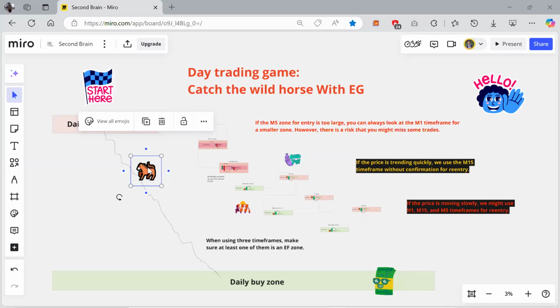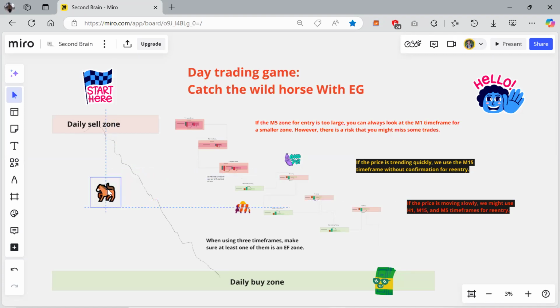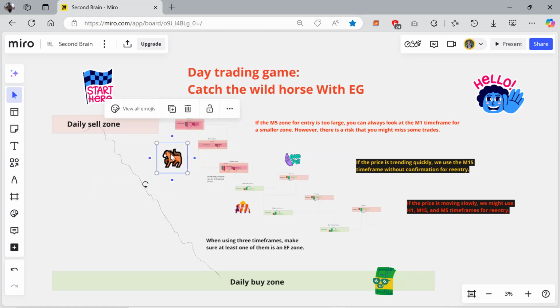Today I have been thinking a lot about how to make trading, especially EG, very simple to remember, and to know exactly, when you open your charts, where you are in the chart and which setups to look for. Okay. And the game is catch the wild horse. Just imagine there is a wild horse somewhere in the wild, and the game is you want to catch him. If you catch him and you can ride on him, you will get some money.